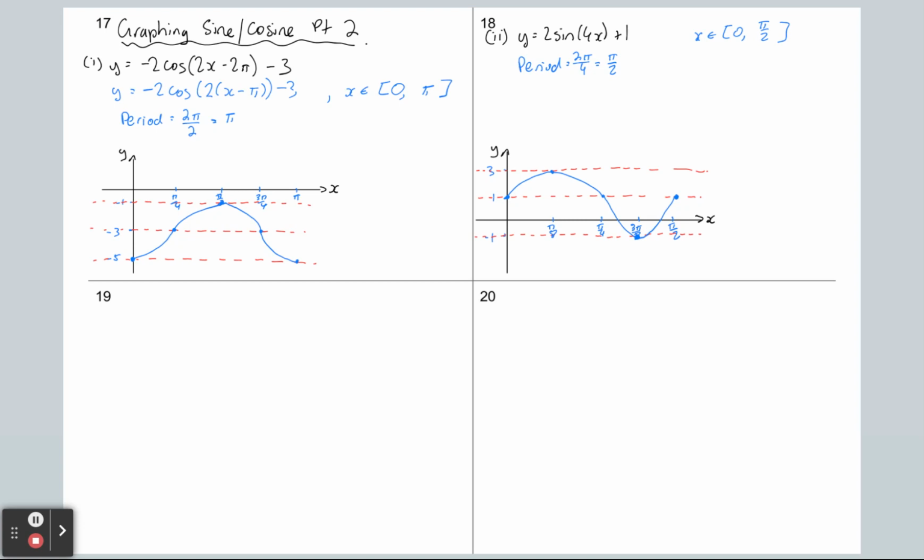Okay, so let's have a look at the x-intercepts. How would we solve it? Well, the answer to that is, well, I'm going to throw the question back at you. How do we ever find x-intercepts?